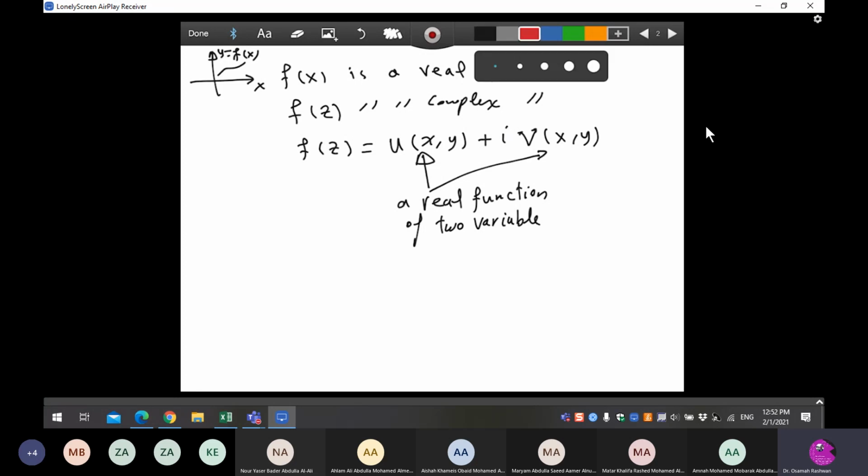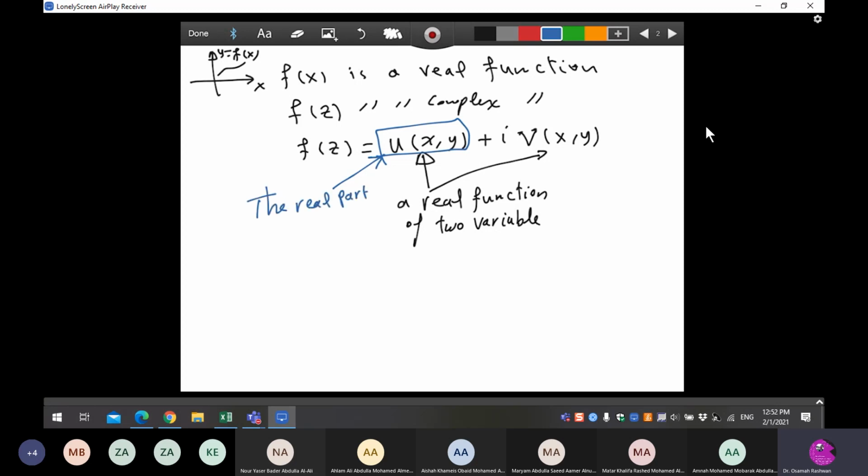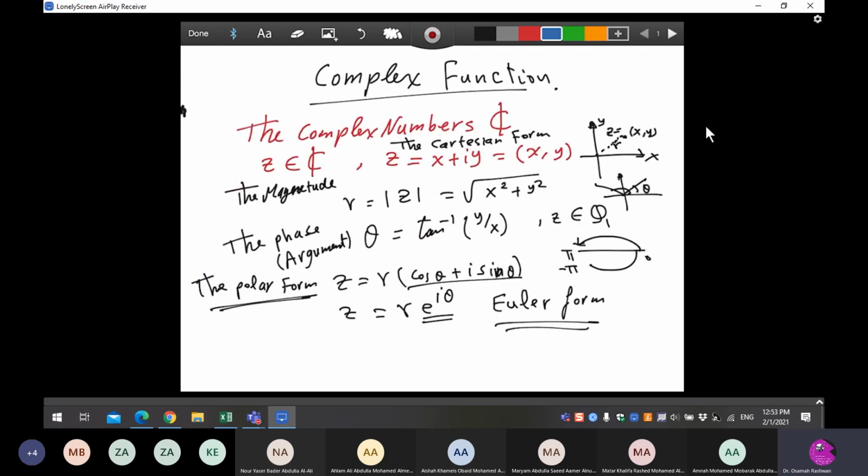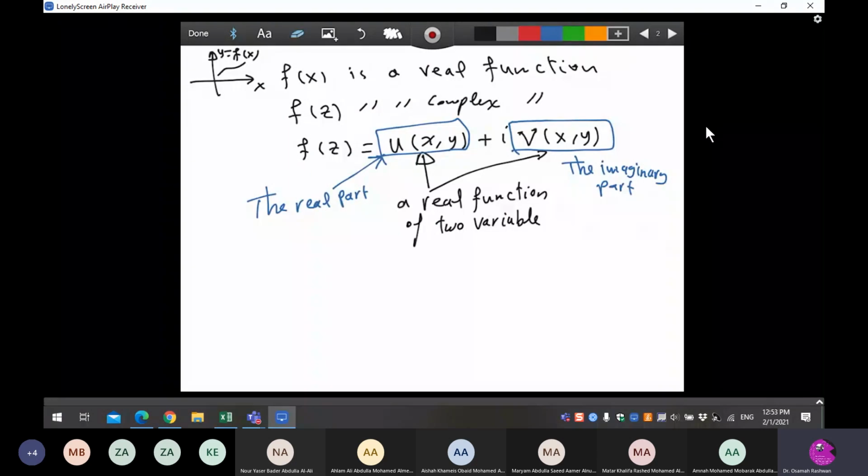Let's have an example just to know. This is what I call the real part. This is the real part. And this is the imaginary part. Exactly like the complex number, we call x the real, and we call y the imaginary. Okay. Let's have an example for this one.